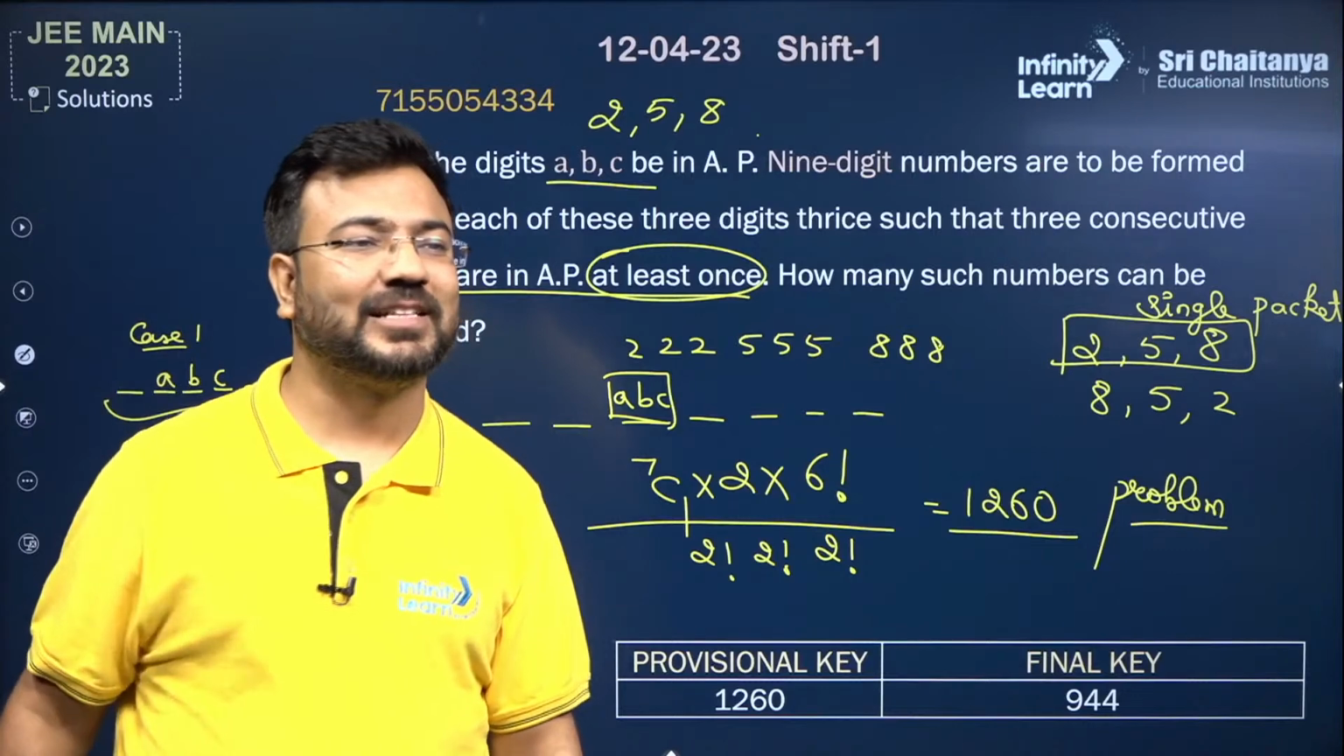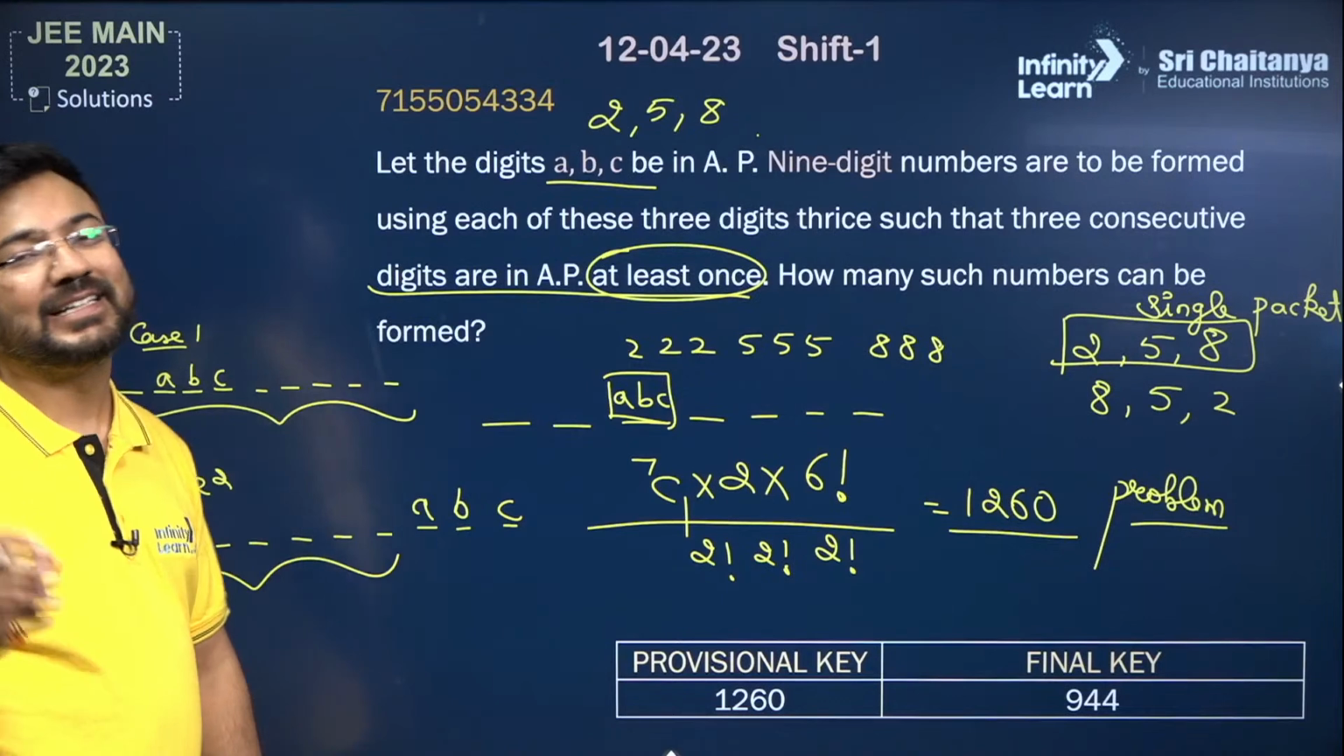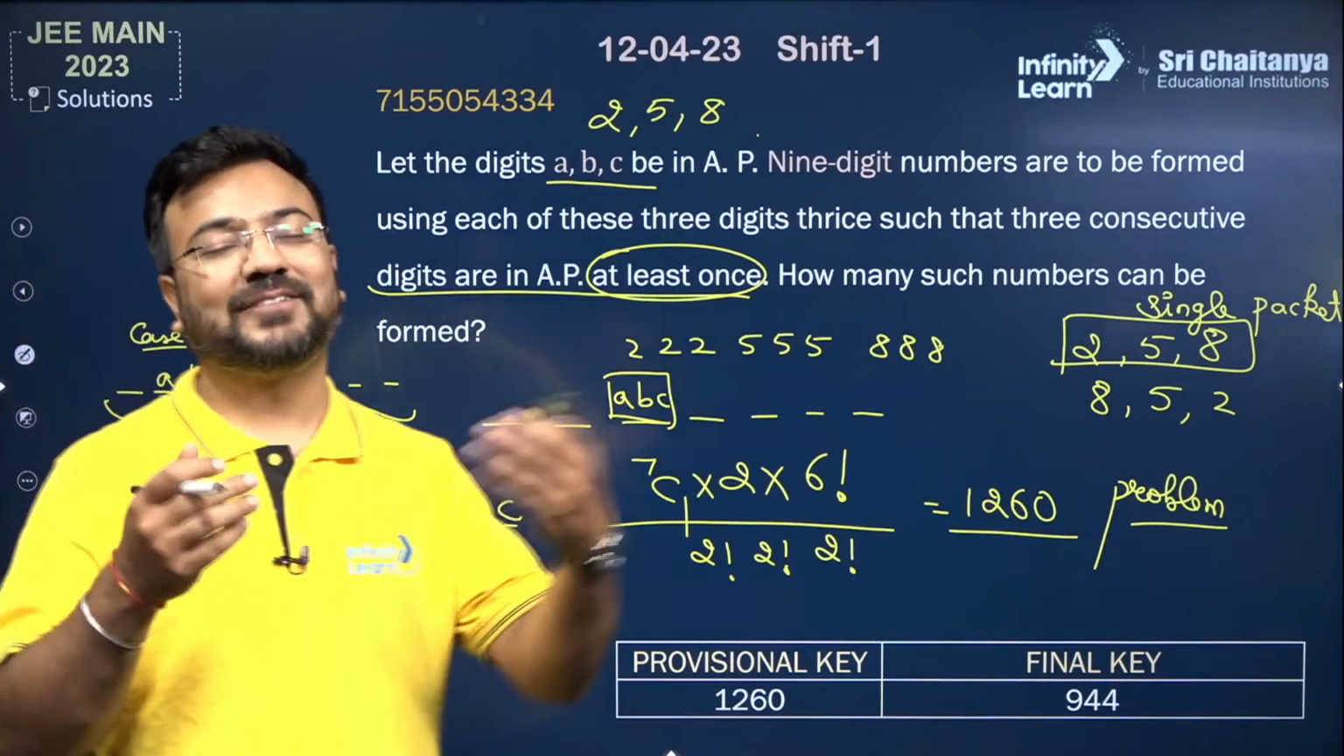10th April shift 1, total score 198. Okay, you are asking me the percentile. For that you need to see the percentile versus marks versus rank session that we have already posted.